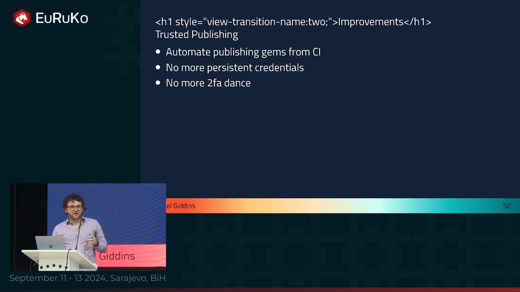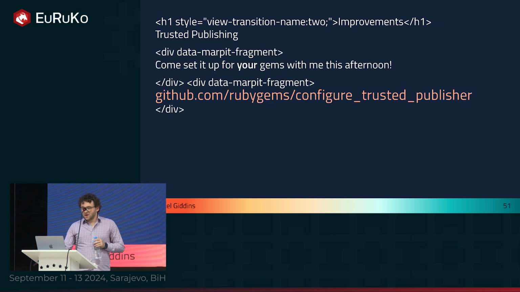There's also a big thing I've been working on called trusted publishing that lets you automate publishing gems from CI, making it less likely that you will be the source of a vulnerability. And if you'd like, I can help you set it up for your gems this afternoon.